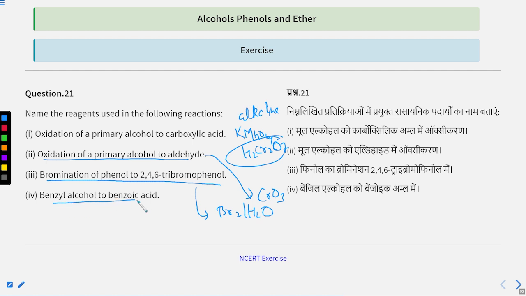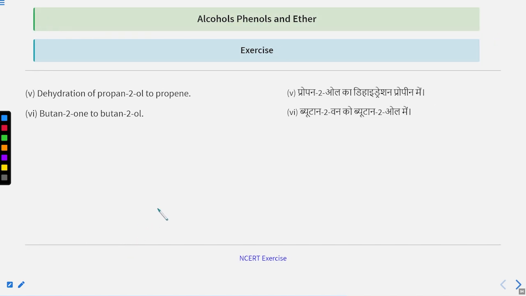Next we have benzyl alcohol to benzoic acid. Again we can use our alkaline KMnO4. Okay. Then dehydration of propan-2-ol to propene. So for that we can use copper at a higher temperature, that is 573 Kelvin. Butan-2-one to butan-2-ol. So this is what? This is reduction. Okay, this is reduction. You can use LiAlH4. Okay, we can use LiAlH4, that will reduce your ketone to alcohol.